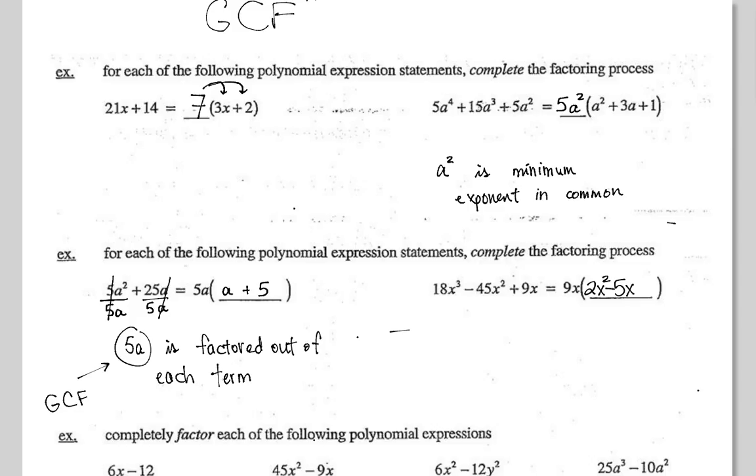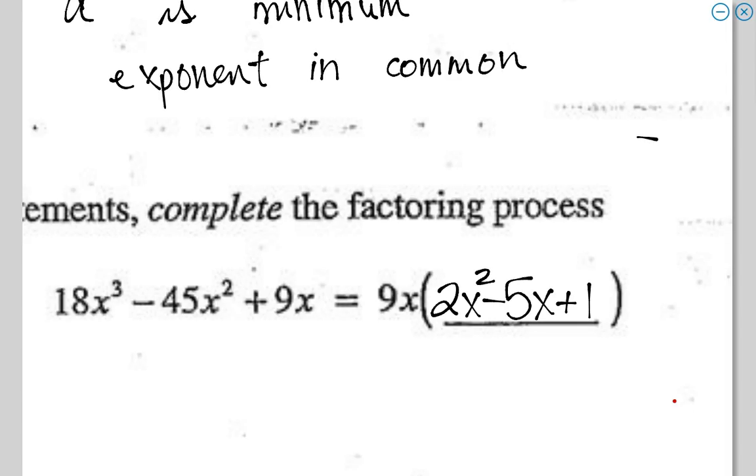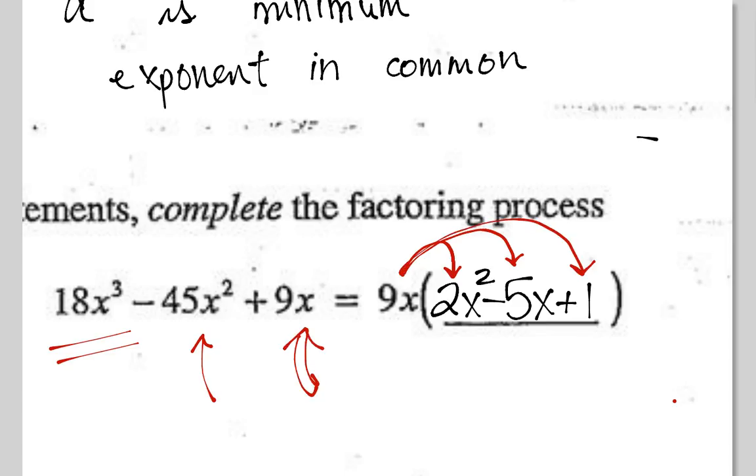And then the very last one, 9x divided by 9x. 1. Now visualize this. If I re-multiplied that, would I get this one? If I re-multiplied, would I get this one? And finally, the last one, if I re-multiplied, would I get this one there?